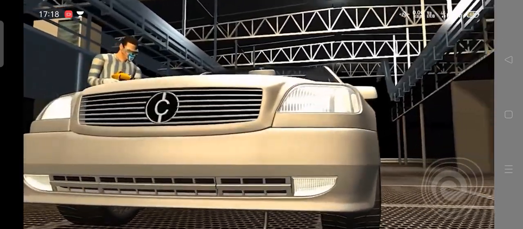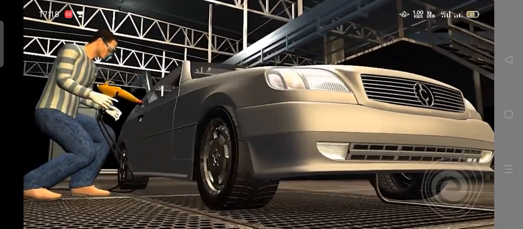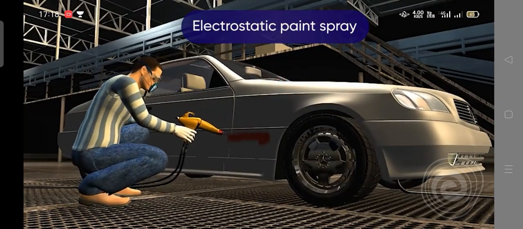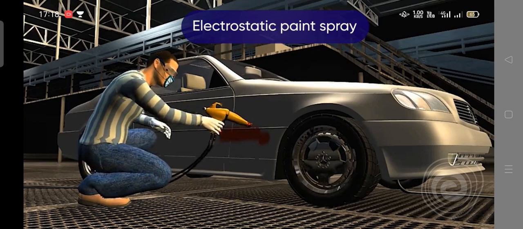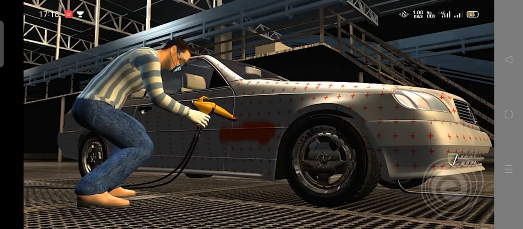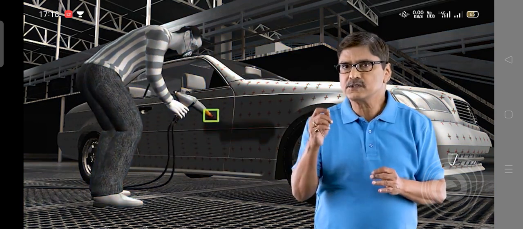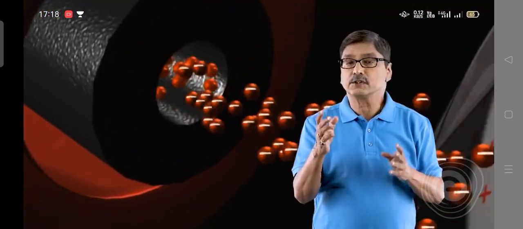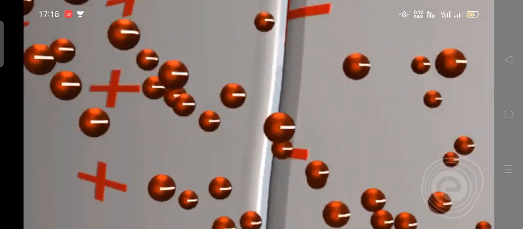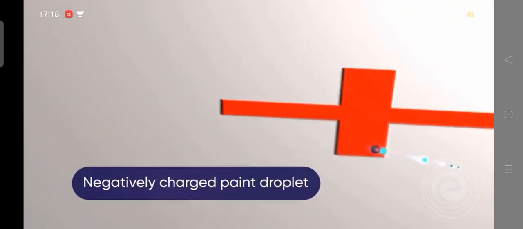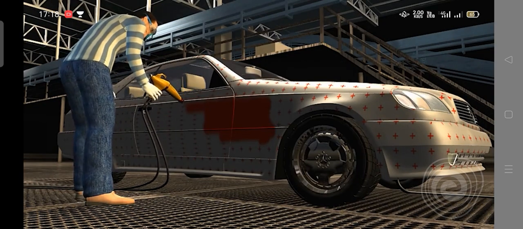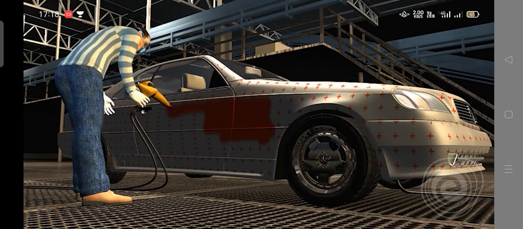Attraction and repulsion between charged bodies have many industrial applications, like electrostatic paint spraying, in which a body to be painted is positively charged. When the droplets of paint emerge out of the atomizer, they get negatively charged due to friction. The attraction causes negatively charged paint droplets to get deposited on positively charged bodies and avoids any wastage of paint.